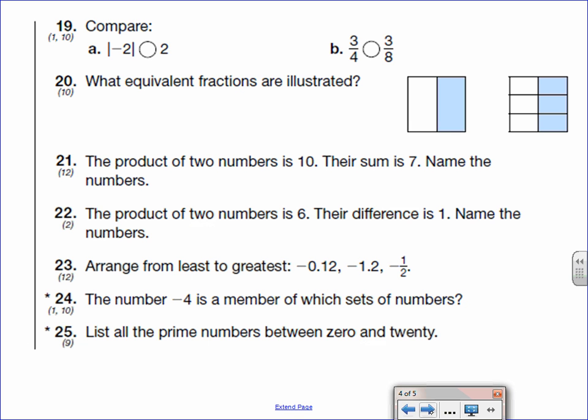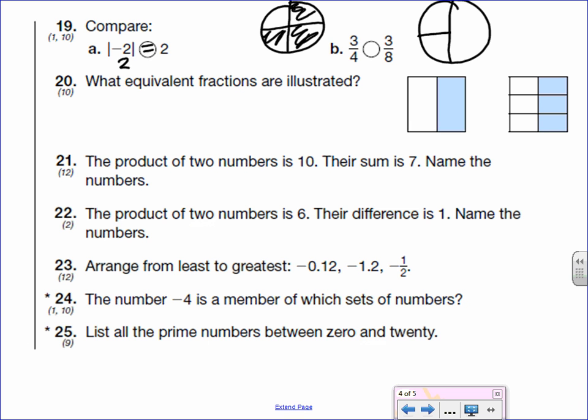Compare. Well, the absolute value of -2 is just 2, so those two are equal. And then 3/4 or 3/8. Well, if I have a pie over here that's cut into fourths, and I shade 3 of them, that's what it looks like. And if I have a pie over here that's cut into eighths, and I shade 3 of them, that's what that looks like.